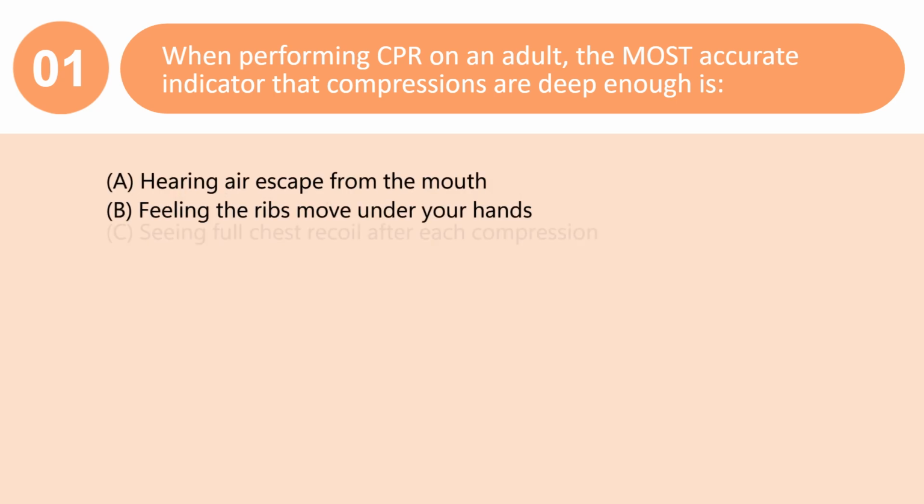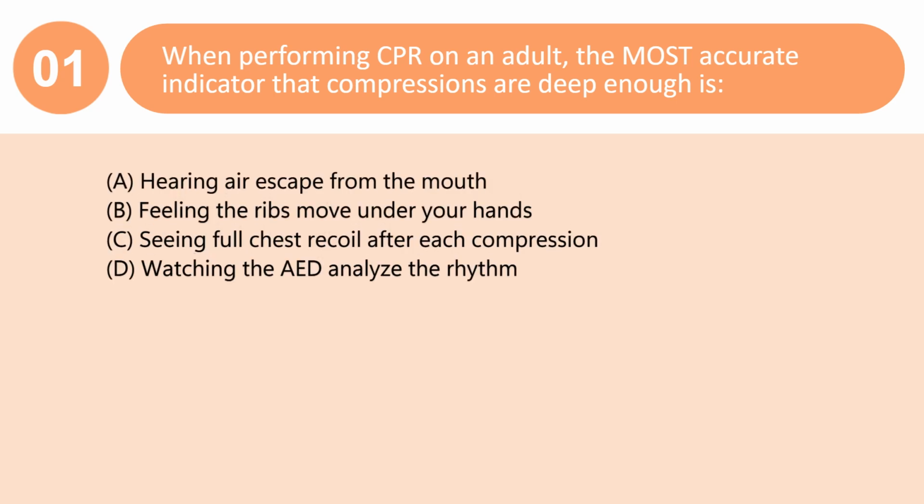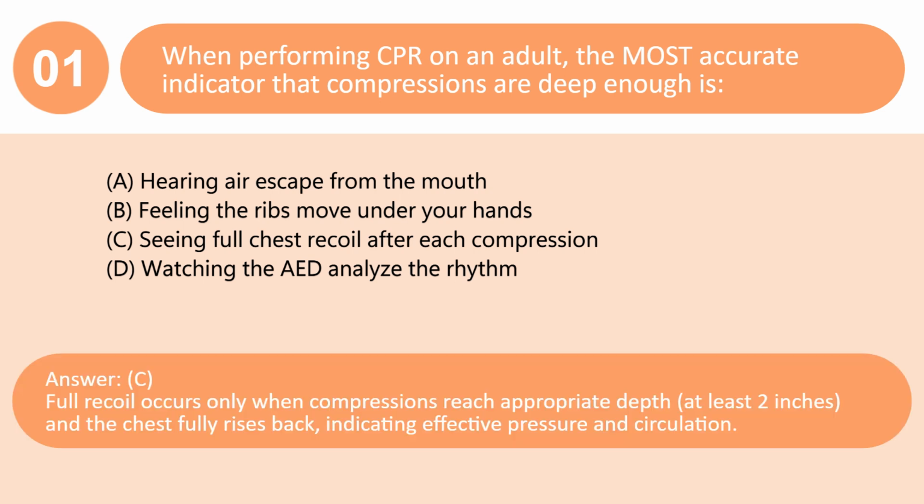When performing CPR on an adult, the most accurate indicator that compressions are deep enough is: A. Hearing air escape from the mouth. B. Feeling the ribs move under your hands. C. Seeing full chest recoil after each compression. D. Watching the AED analyze the rhythm. Answer: C. Full recoil occurs only when compressions reach appropriate depth, at least 2 inches, and the chest fully rises back, indicating effective pressure and circulation.